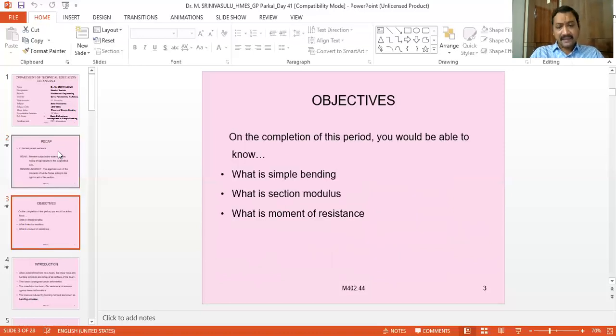Now in this class we are going to discuss some basic terms related to the theory of simple bending. So first of all we'll define what is simple bending, then what is the section modulus, and what is the moment of resistance, and also we'll discuss the assumptions made in the theory of simple bending, and also if time permits we'll discuss the bending equation.